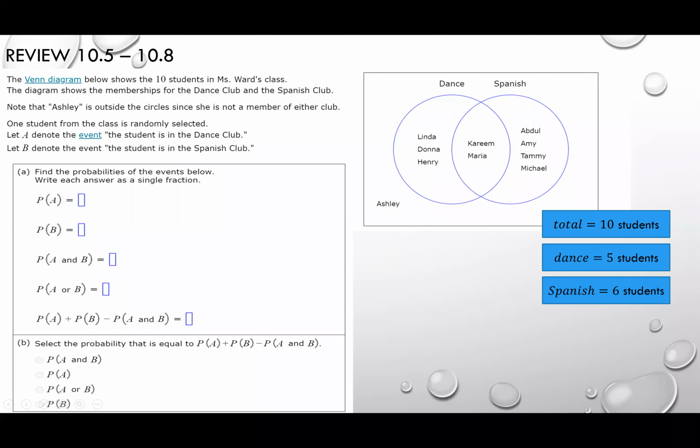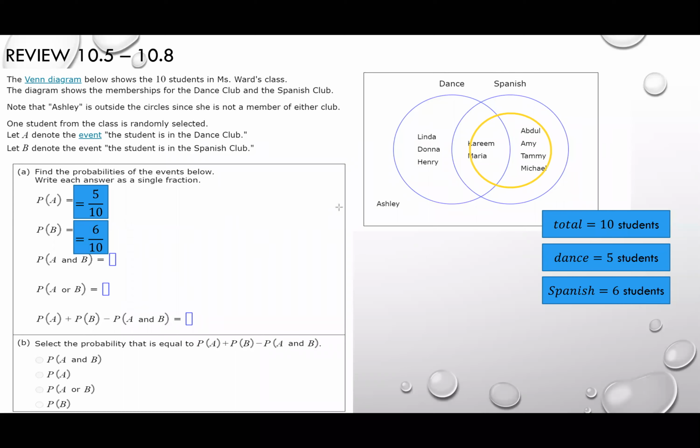So looking at this thing here, to find the probability, everybody see that we have the dancer, which is 5, over the total, which is 10. Again, what are we looking for? We're looking for the item in my A circle. I have 5 people out of the total of 10, which is 1/2, right? Simplify your fraction, which is 1/2. The probability of B, do you agree that I have 6 students in my B circle out of 10? That is the probability of B.